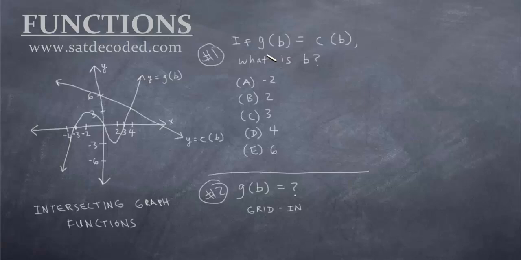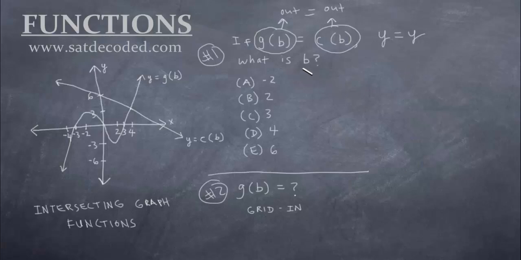It says, if g of b equals c of b, what is b? And these are the possible choices for b. So if g of b equals c of b, we know that g of b is a function, and we know that c of b is also a function, and this function equals this function. Well, functions are outputs. So what we really have is a case of output equals another output. They're the same output. And if you remember what that means, we know that outputs are y values, so what we really have is a y equals y situation.